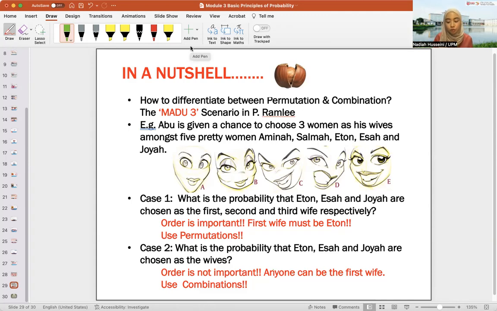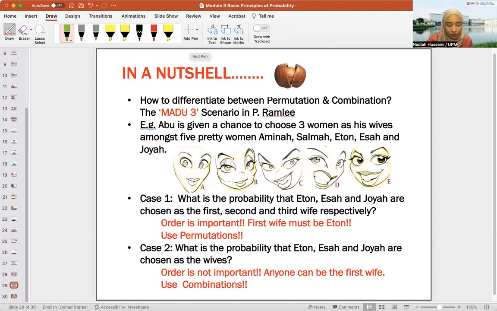So when you have to choose who becomes the first, second, and third, then you will be using permutation. I don't know if this example is helpful, but if you need to remember permutation versus combination, you can use this example, or I hope I can find a better example than this.